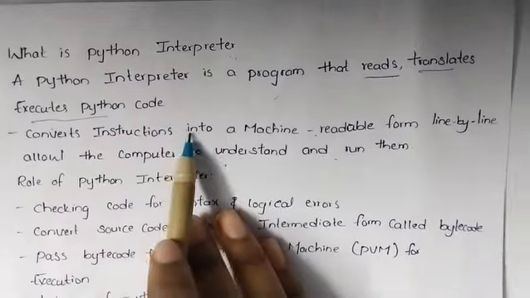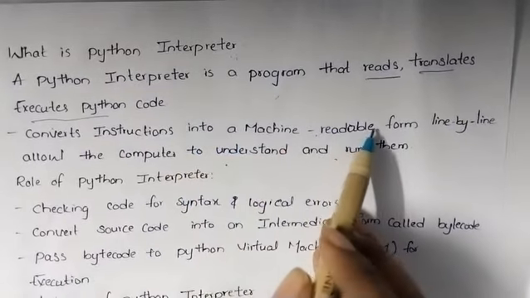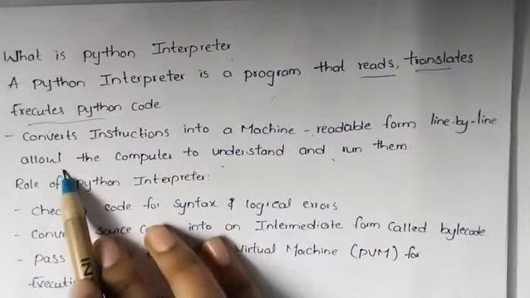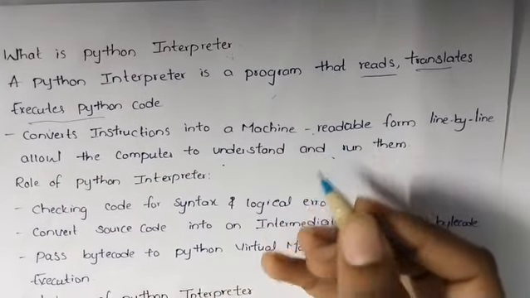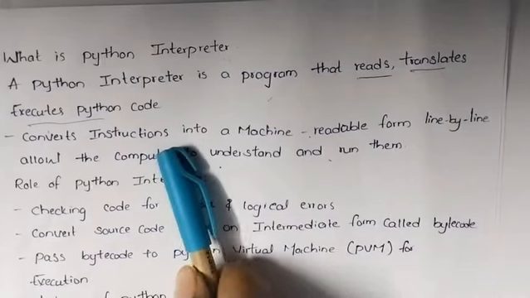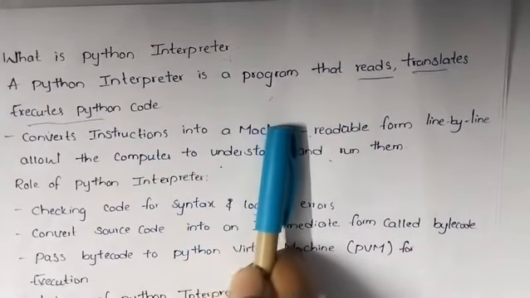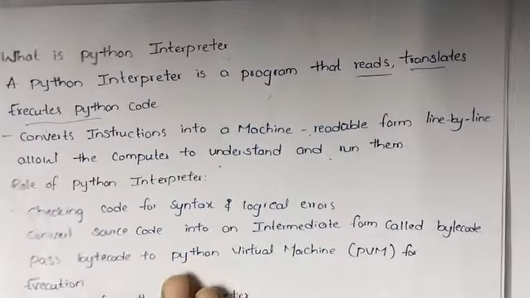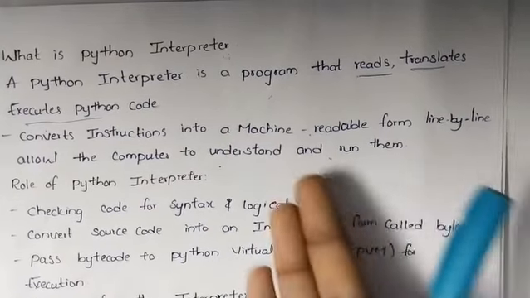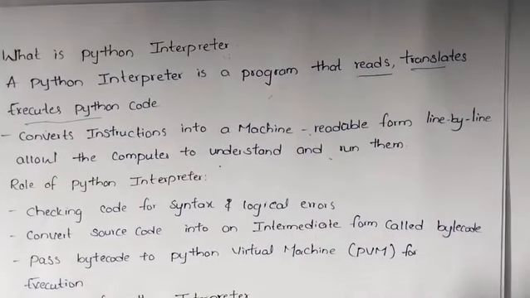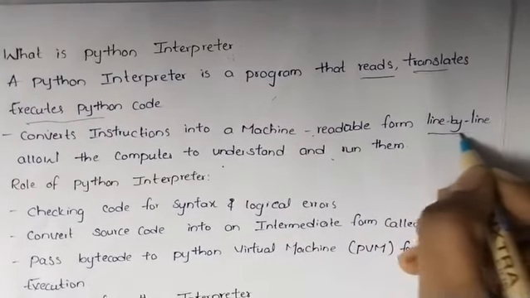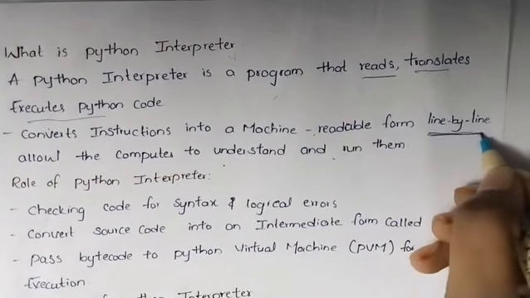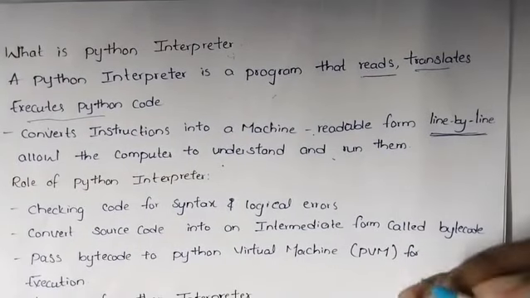It converts instructions into a machine readable form. Line by line execution allows the computer to understand and run them. It converts the instructions into machine readable code. It converts into zeros and ones, a binary language, so it is easy for the computer to understand, and it executes line by line. Here the execution is done by line, one line after the other.